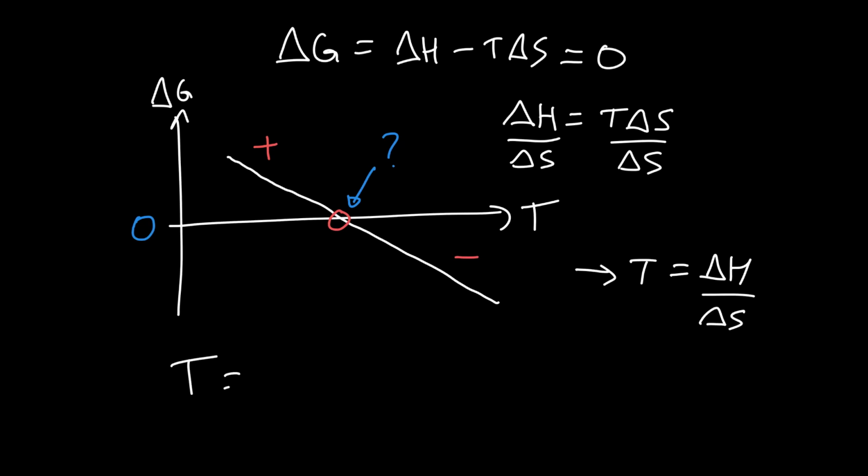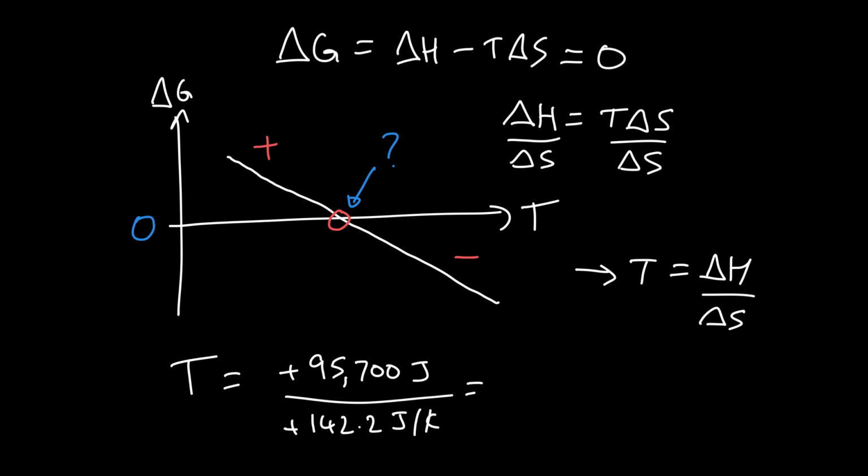So in our reaction here, delta H was 95.7 kilojoules, so 95,700 joules. And delta S was 142.2 joules per Kelvin. And if we do that division, we get 673. Now, the units are Kelvin. Make sure you know why.